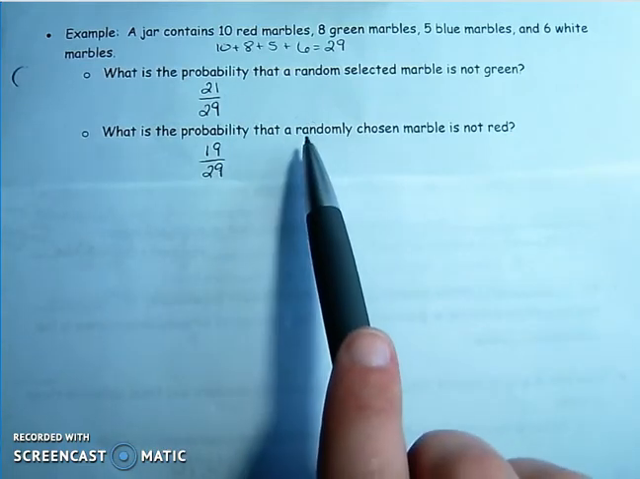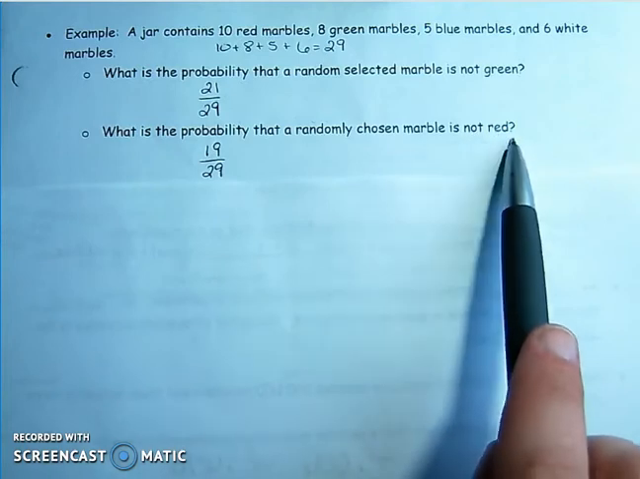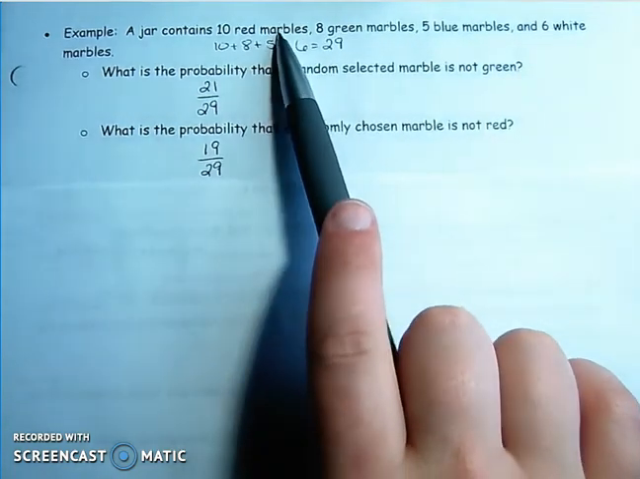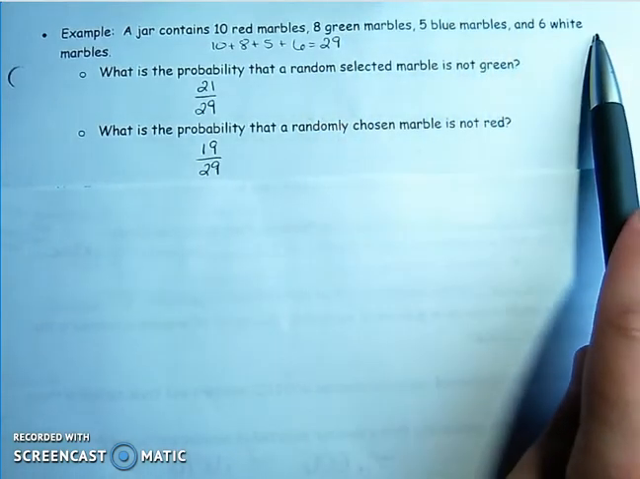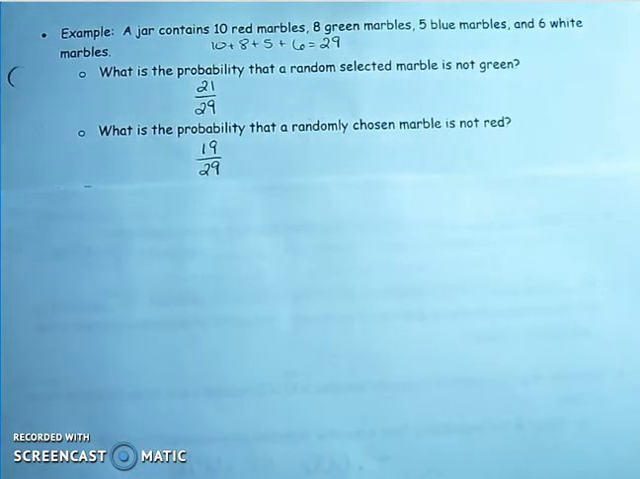The probability of randomly choosing a marble that is not red, again, 29 minus 10 is 19, or the 8, the 5, and the 6 of the colors that are not red add up to be 19, so 19 out of 29. Now pause the video and try the U-Try.